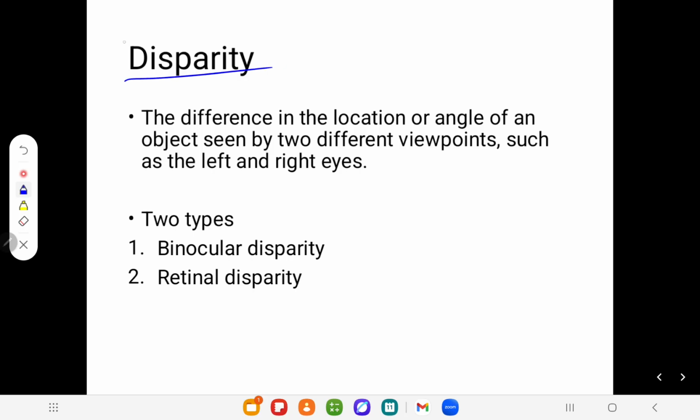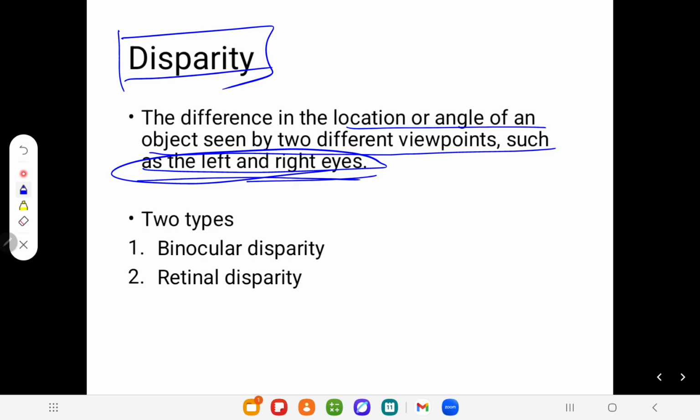So disparity. What do you mean by disparity? Disparity is central for stereopsis, isn't it? So I want to describe what disparity is. Disparity means the difference in the location or angle of a subject seen from two different viewpoints, such as the left and right eye. Whenever you see something with the right eye and the left eye, it will definitely be slightly different, and that slight difference in angle or location is called disparity. In the retina we call it retinal disparity. Okay, so there are two types of disparity, which are binocular disparity and retinal disparity.